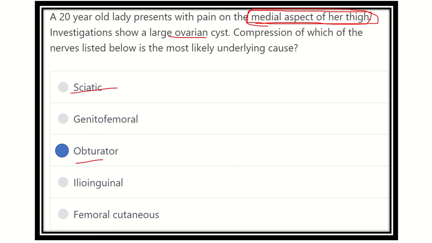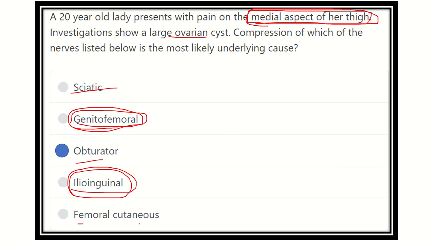And the other nerves: the sciatic nerve supplies the posterior aspect. The genitofemoral nerve is further away from this. The ilioinguinal nerve supplies the anterior abdominal wall and inguinal region, and the genitofemoral nerve supplies the genital region and femoral region. So these two nerves usually don't pass through the pelvic region. And the femoral cutaneous nerve is a superficial nerve, and it usually doesn't enter the pelvic cavity. So our answer is the obturator nerve.